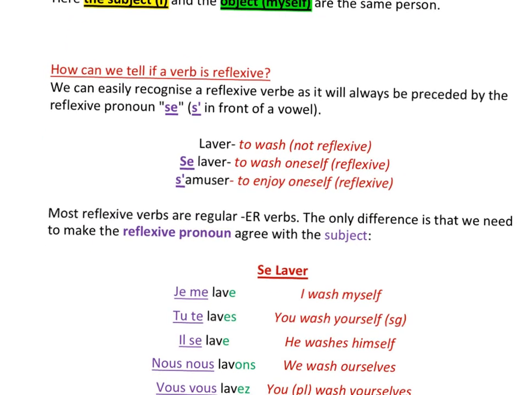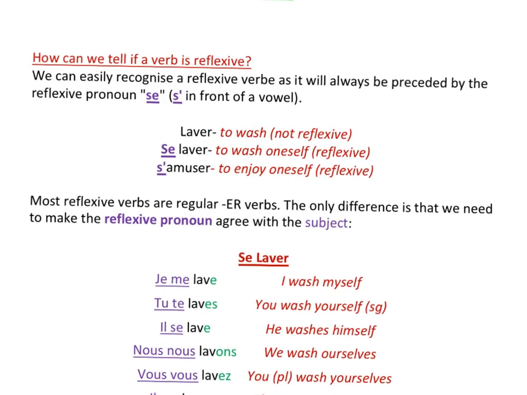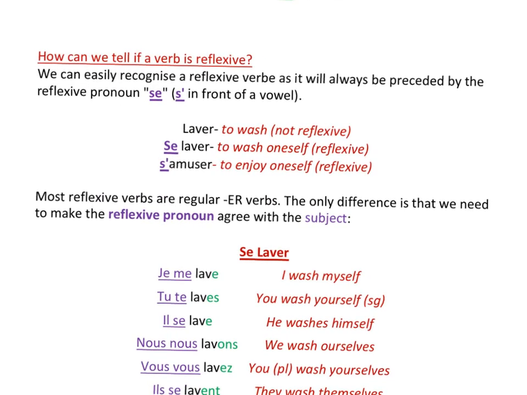So how can we tell if a verb is reflexive? Because remember we don't have this in English. We can easily recognize a reflexive verb as it will always be preceded by the reflexive pronoun se, or s apostrophe in front of a vowel.